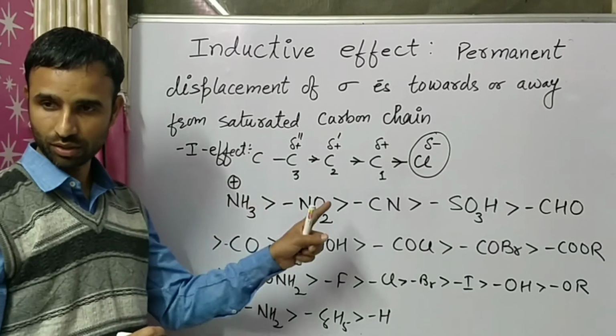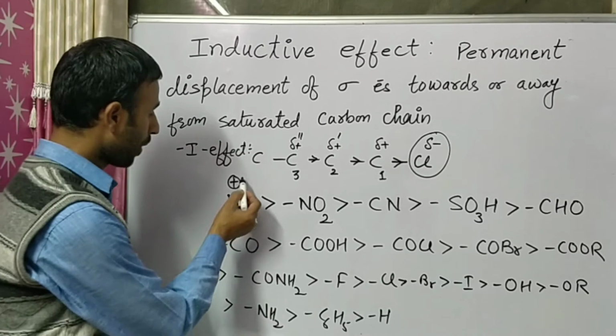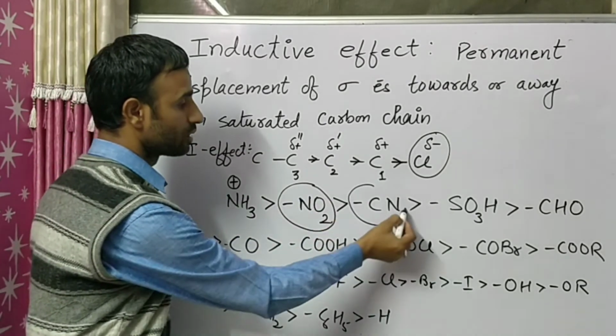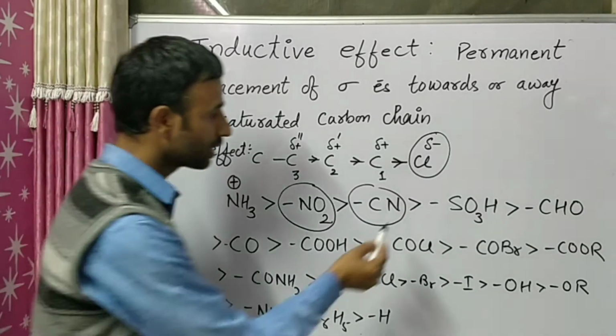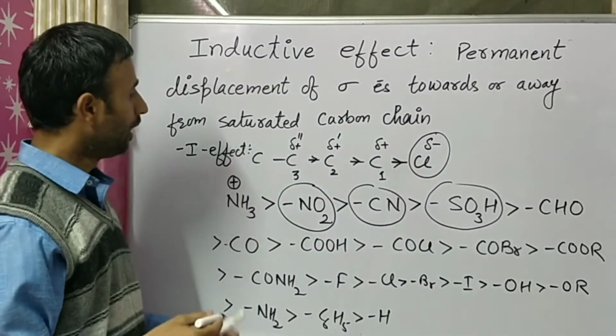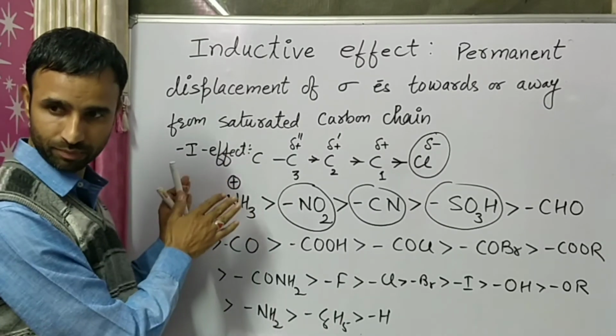These are the groups which have minus I effect. So minus I effect of NO2 is greater than Cl, which in turn is greater than SO3H. Right? First effect. Did you understand? Yes, sir.